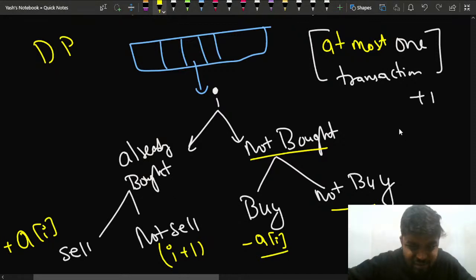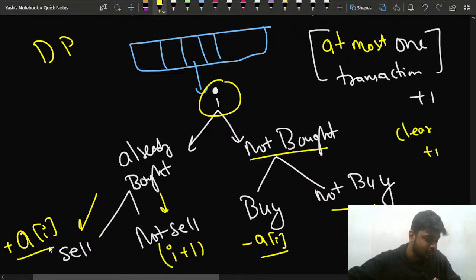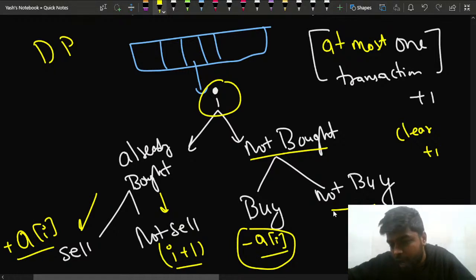Please write a plus 1 in the chat if this part is clear. At the start of the ith day, I might have already bought the stock previously. If I have, either I can sell it on this particular day, or I can choose to not sell it. If I sell it, I'll add a of i to my account. If I don't sell it, I'll move to the i plus 1th day, the next day. If I haven't bought it already and I buy it, I'll add minus a of i to my account. Otherwise, if I don't buy it on this day, I'll move to the i plus 1th day, where my buy would be 0 or 1, right?